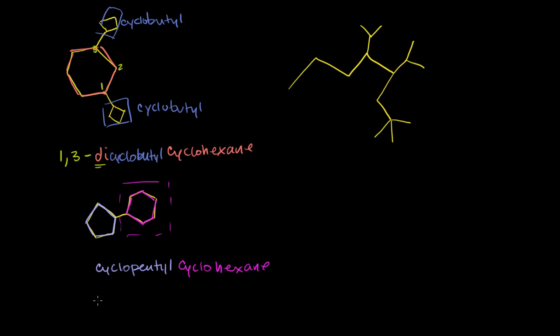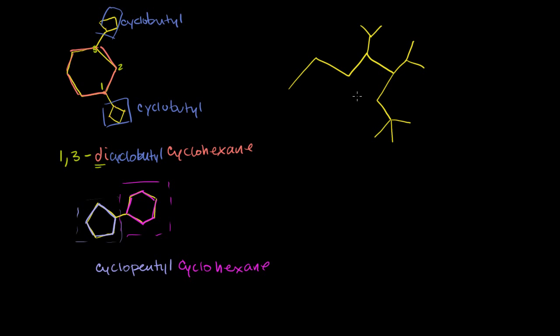group on it. We don't have to number it because it's only one group attached to the main ring. If there was another group, we would have to number it like we did up here. So this is cyclopentyl. That's this part right here. Cyclopentyl attached to cyclohexane. Now let's try this one over here.